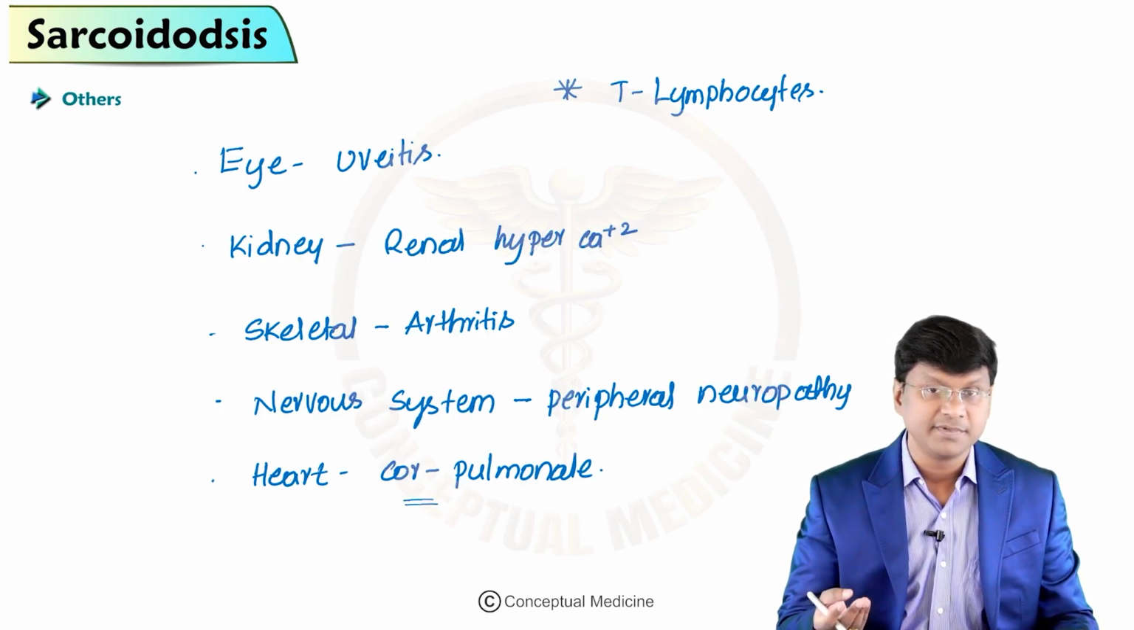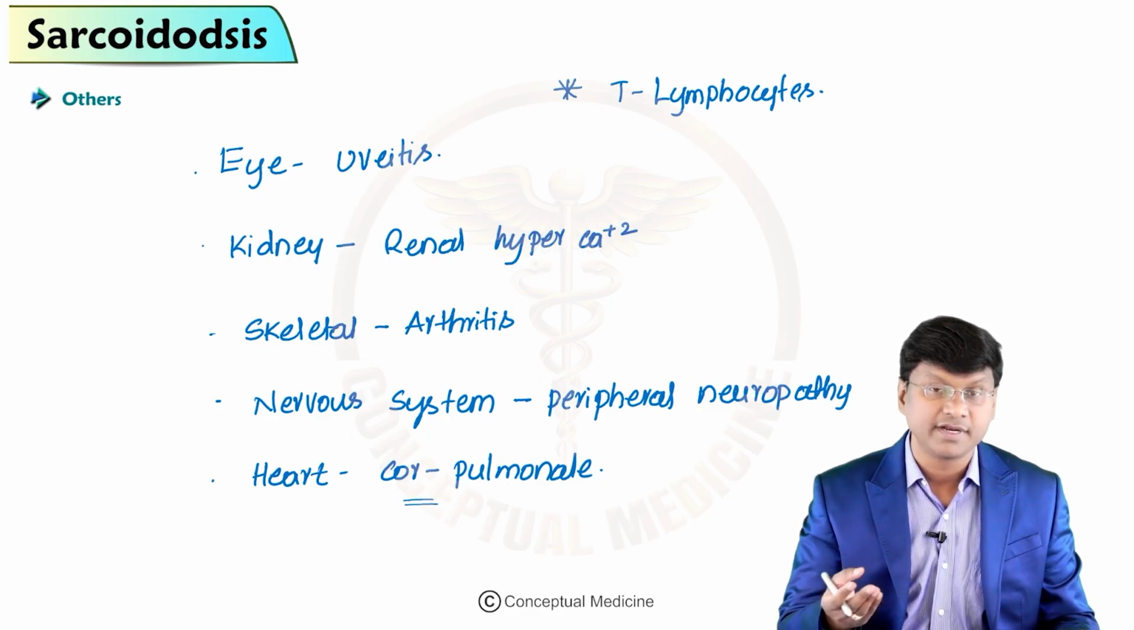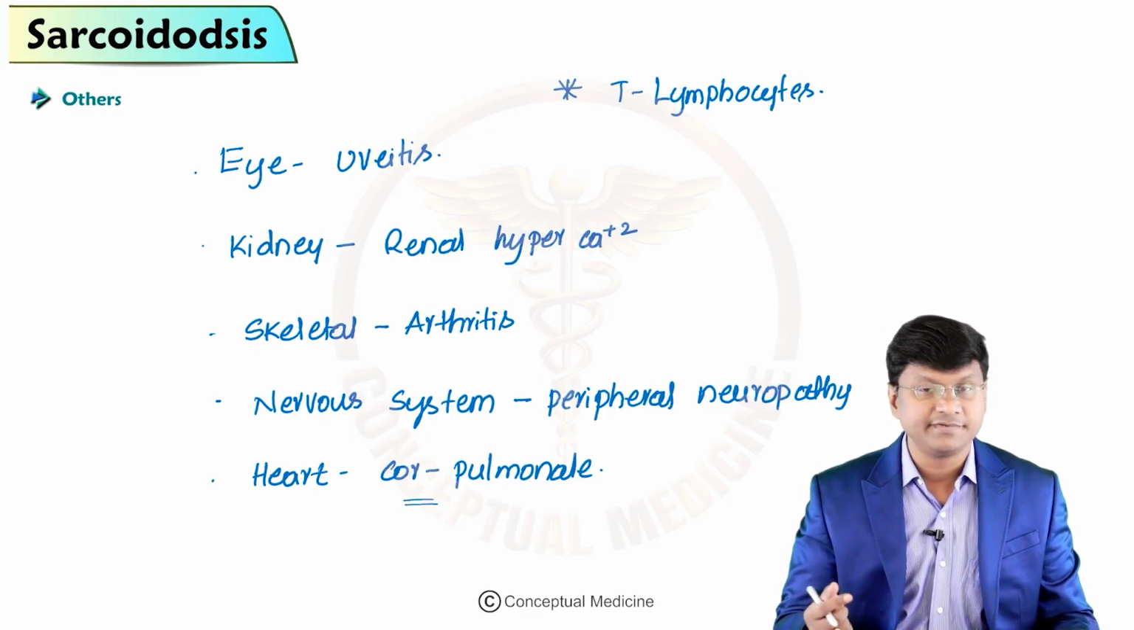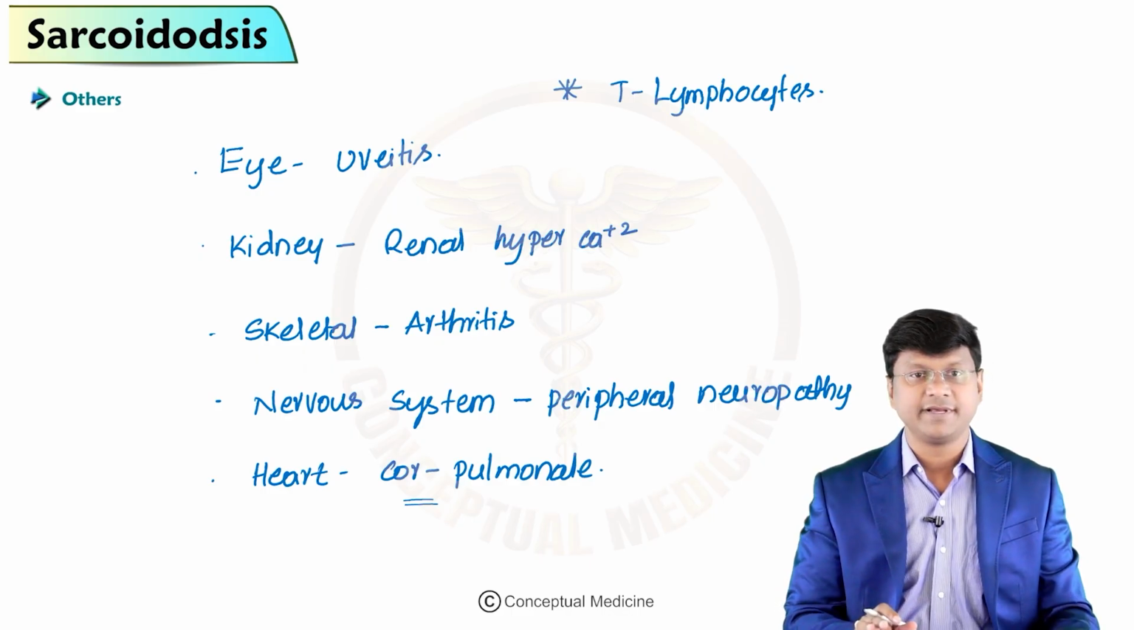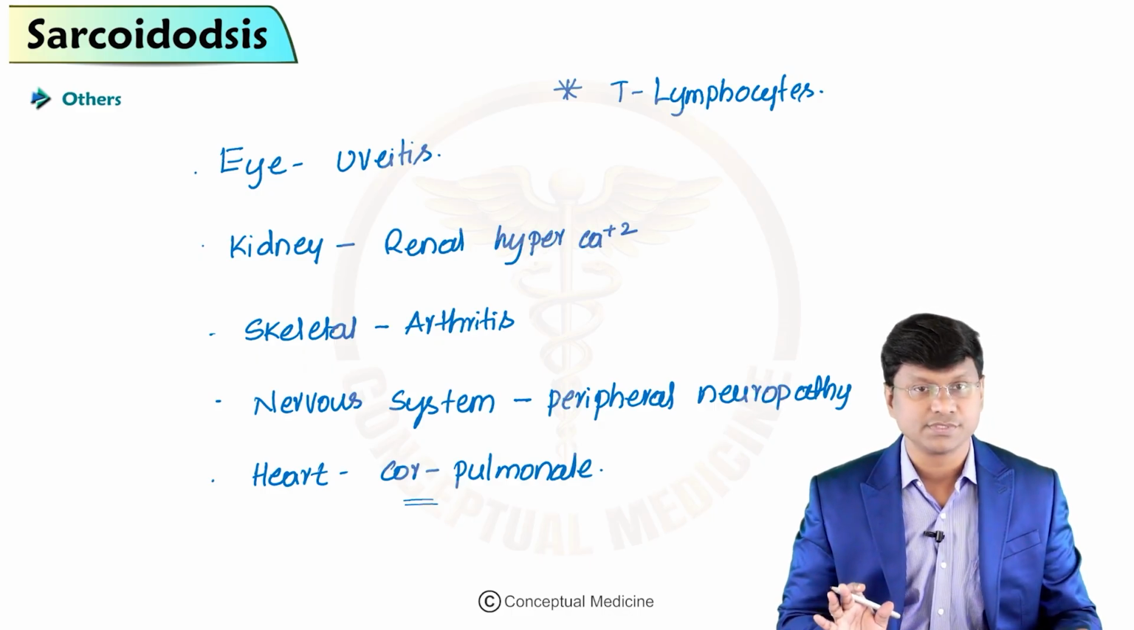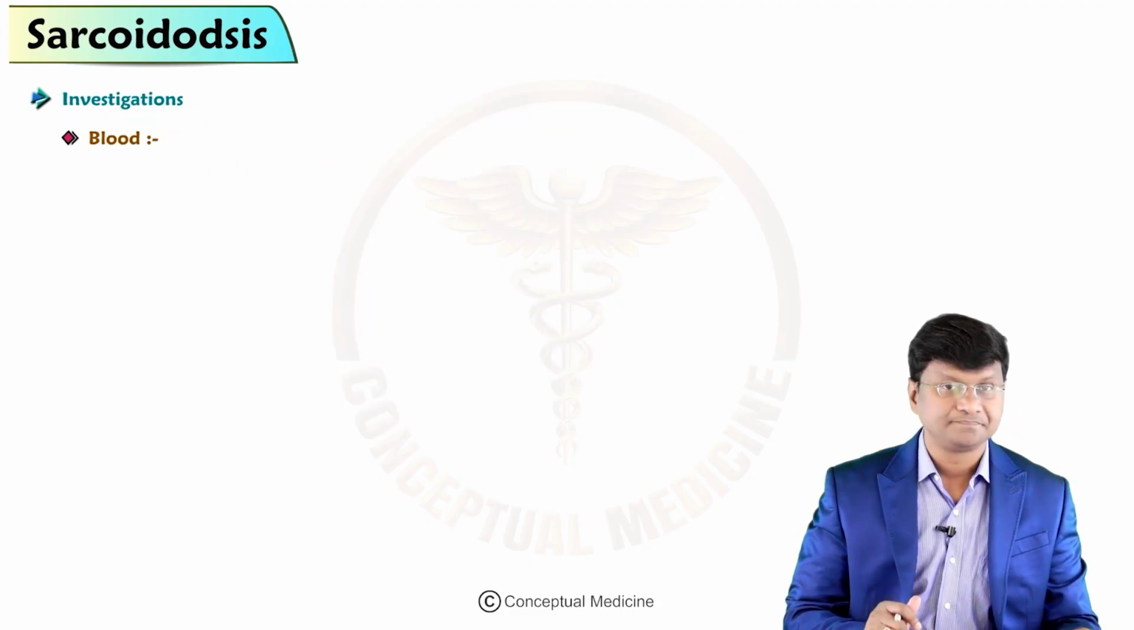And cardiac involvement is in the form of cor pulmonale, where the individual will have right heart failure features, with raised JVP, tender hepatomegaly and pedal edema. So depending upon which particular system is involved, accordingly you will have the manifestations in patients with sarcoidosis. And now you see the workup.